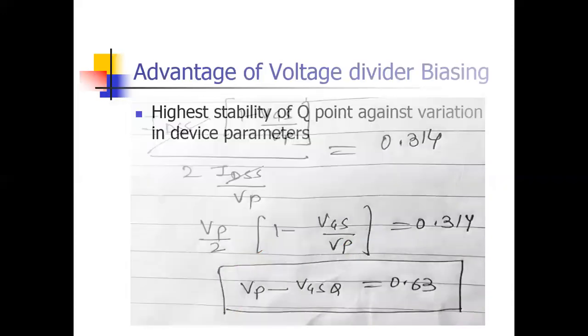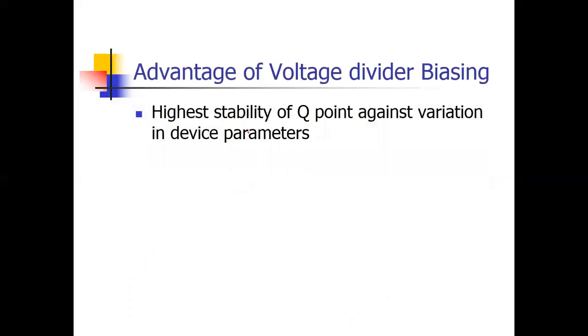Perfect. We want that stability. That is desirable, so that is the biggest advantage of voltage divider JFET biasing. We are getting the highest stability of the Q point against variation of device parameters, which means thermal stability is high. Thermal stability means whatever the temperature increment, there is a point where the change in current is 0.